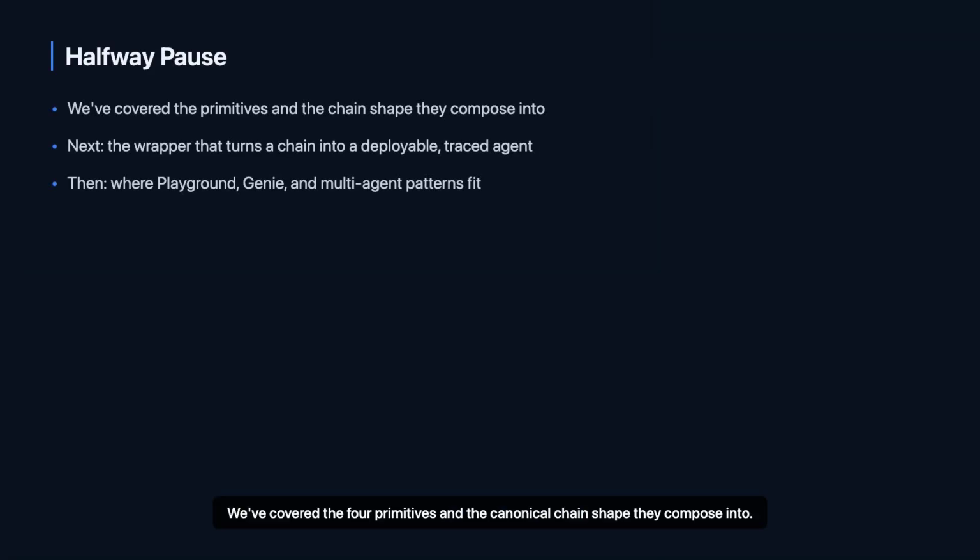Quick checkpoint: we've covered the 4 primitives and the canonical chain shape they compose into. Next up is the wrapper that turns a runnable chain into a deployable, traced agent. After that, we'll look at where AI Playground, Genie Spaces, and the multi-agent pattern fit into the picture.